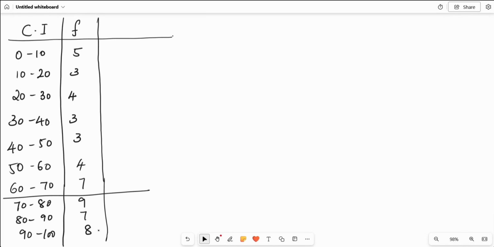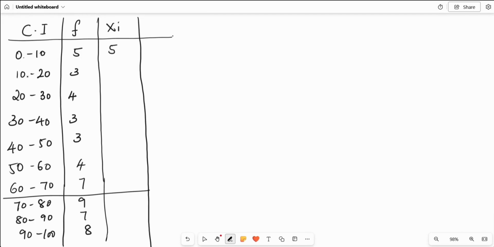So to calculate the mean, we are actually calculating the average value. First we will take the Xi column. In the direct method also we had calculated the Xi column, here also we will calculate it. So Xi means what? Average of these two, upper limit plus lower limit by 2. 10 plus 0 by 2 is what? 5.